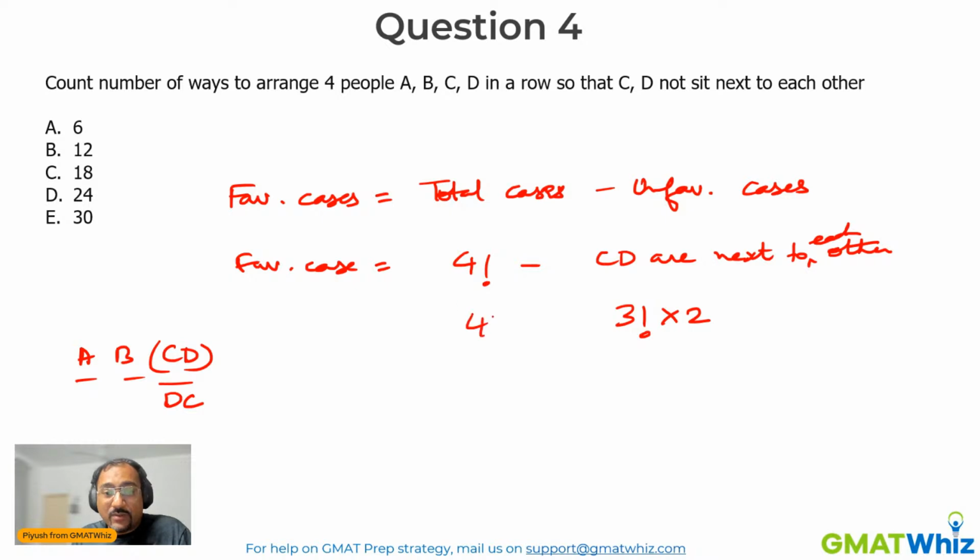So my answer is going to be 4 factorial minus 3 factorial into 2, which is 24 minus 6 into 2, which is 12. So I get my answer as 12.